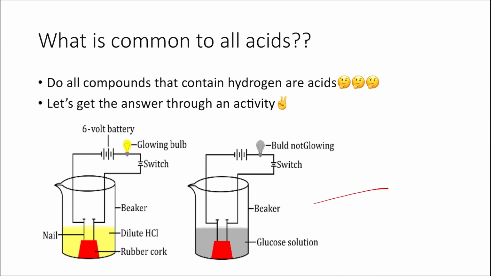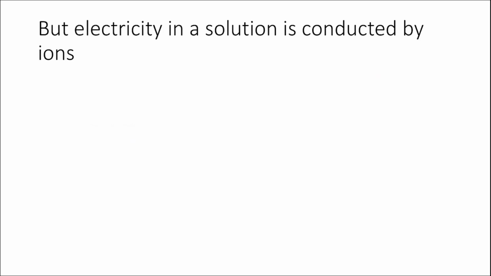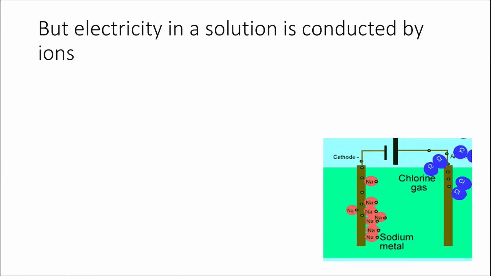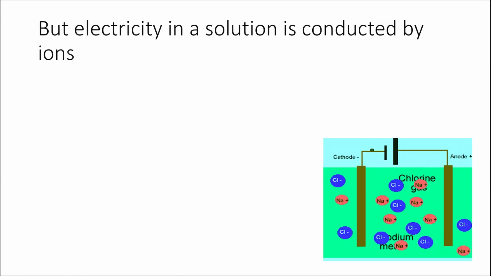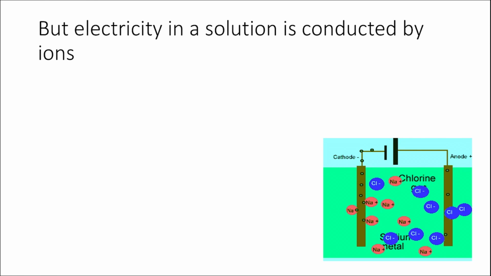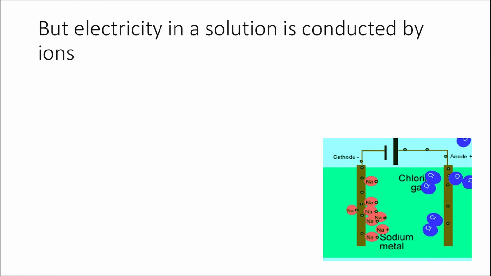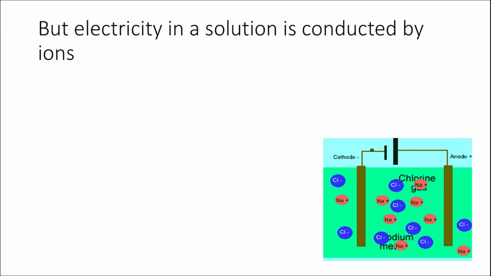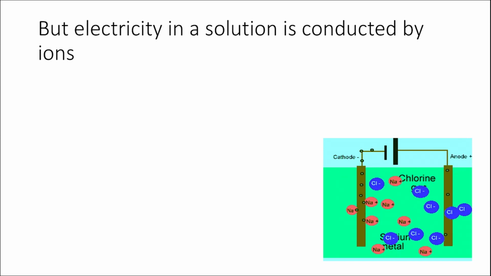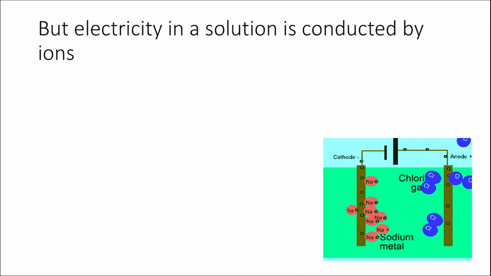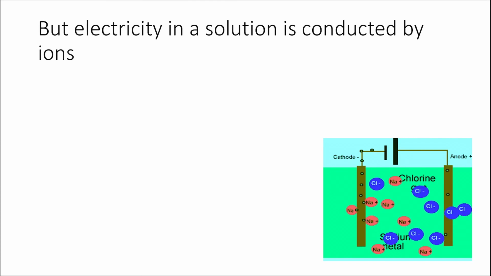But do you know an interesting thing? What conducts electricity in a solution? The electricity in any solution is conducted by ions. As you can see here in this solution, we have sodium and chloride ions, and the ions move to opposite electrodes. The sodium ion, that is Na+ ion, moves towards the cathode, and Cl- ion moves towards the anode. It is the movement of these ions that conducts electricity in any solution.